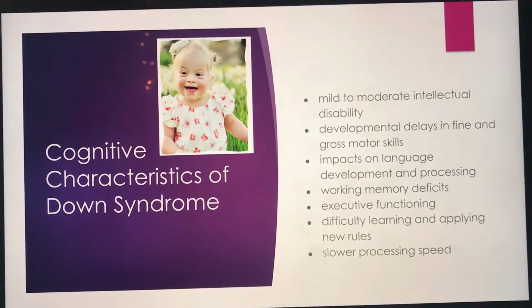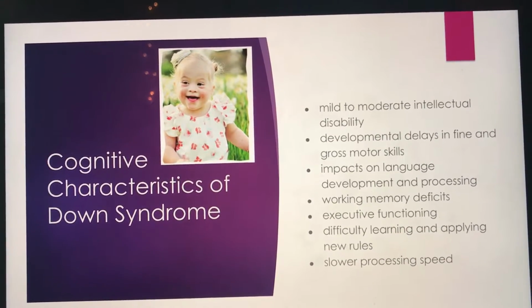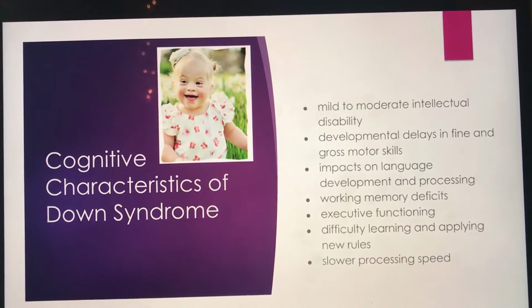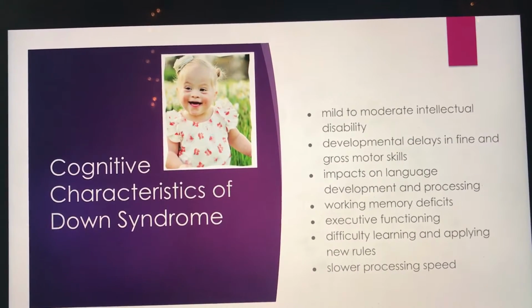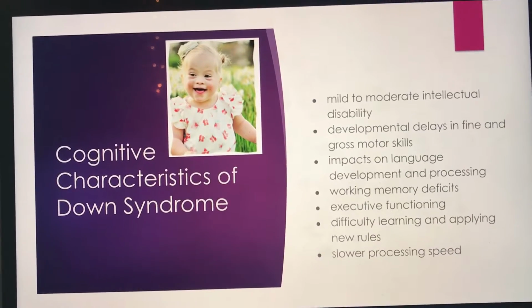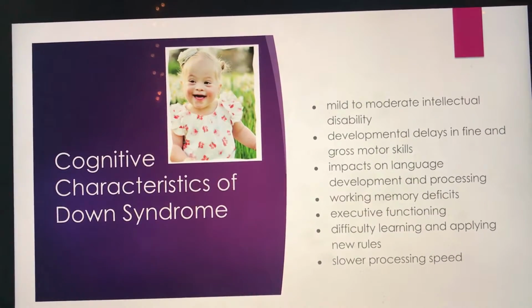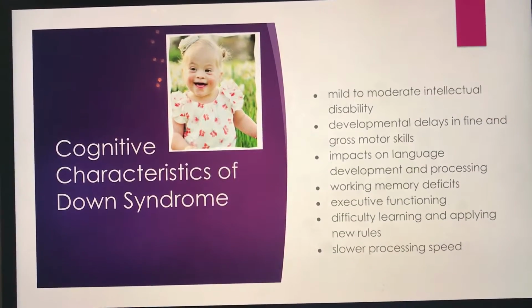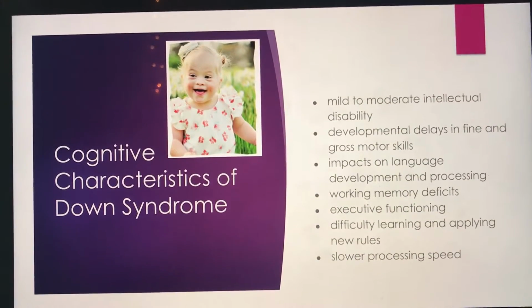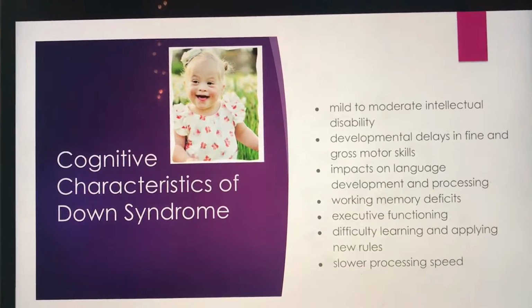So they have a slower processing speed when it comes to language and cognition. This also affects executive functioning, which we'll get more into later on with our therapy approach. And then they also have difficulty learning and applying new rules. So this could be really challenging for them once they arrive at school age.